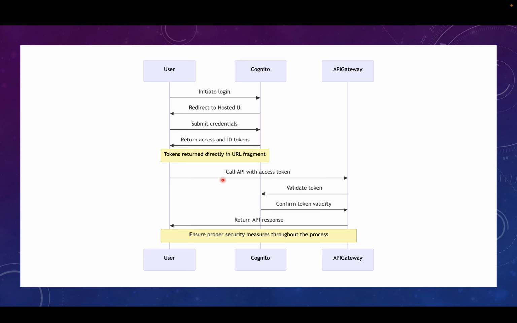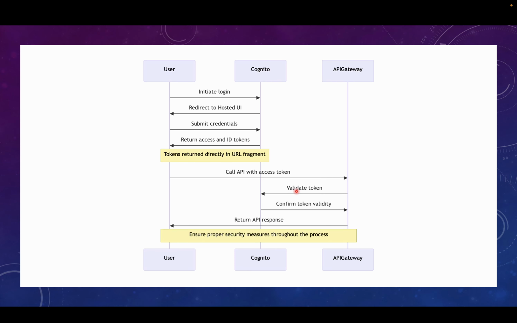not the access token. After receiving the tokens, the user or the application calls an API hosted behind an API Gateway. The access token is included in the API request to authenticate the user. Then we will validate the token.